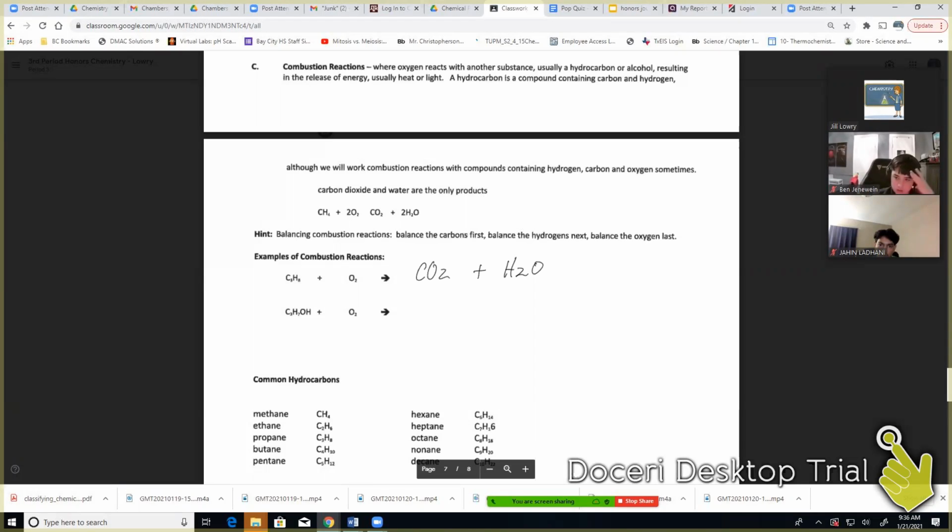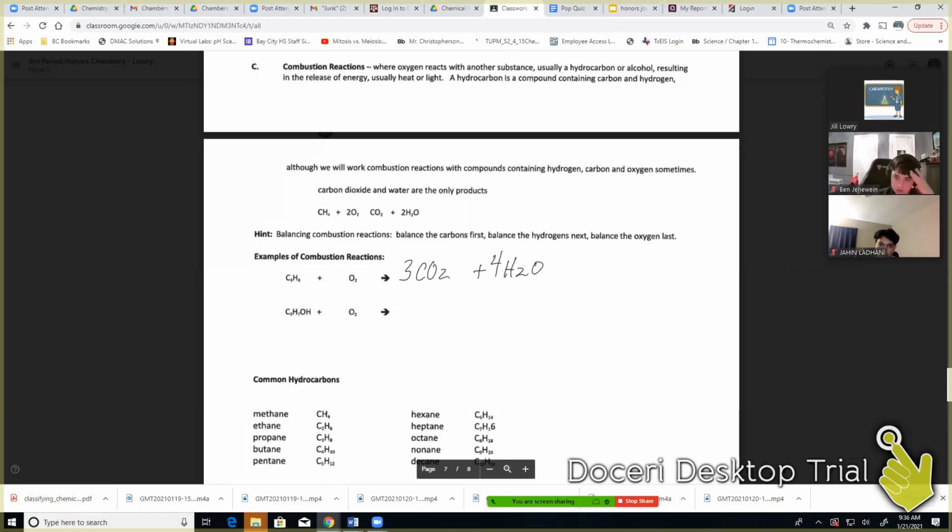As we're specifically doing that, that means you're always going to get CO2 plus H2O. So once you've done that, then we're going to balance it. We're going to balance our carbons first. So I have 3 carbons. I'm going to put a 3 here. Then we're going to balance our hydrogens, 8. So I'm going to put a 4 in front of my water.